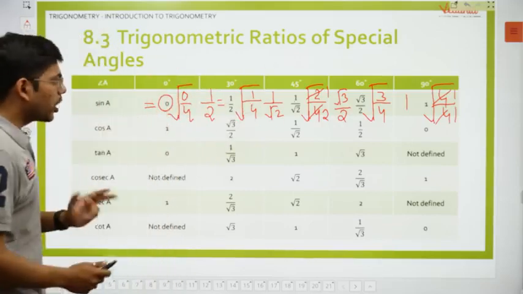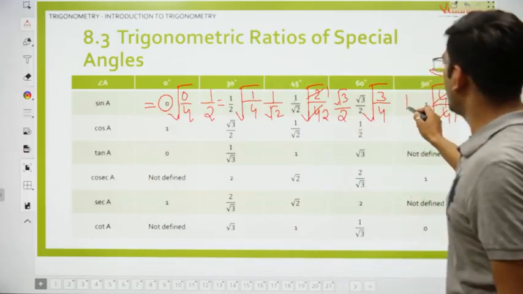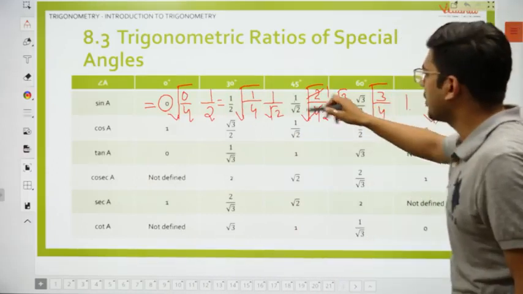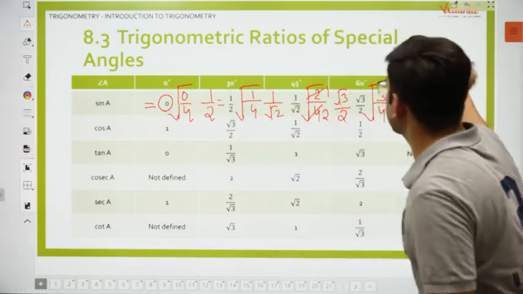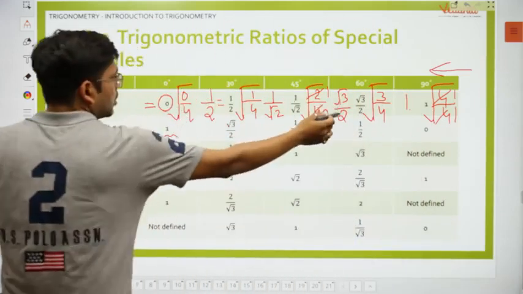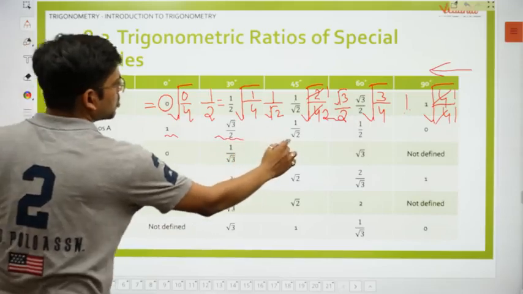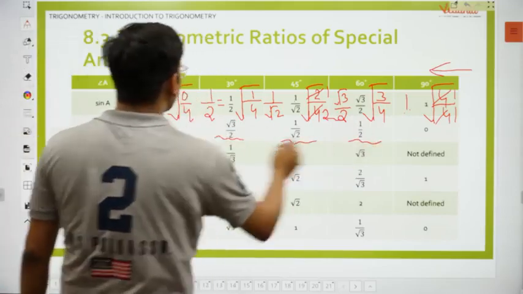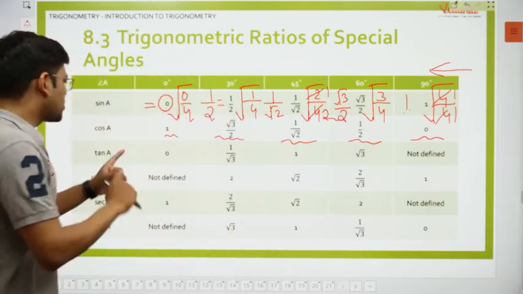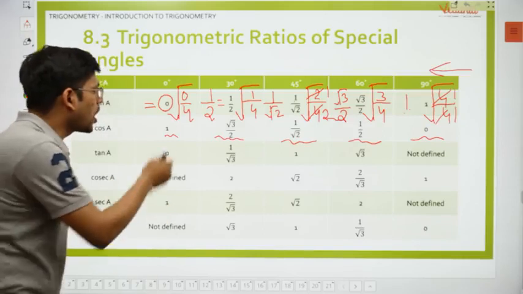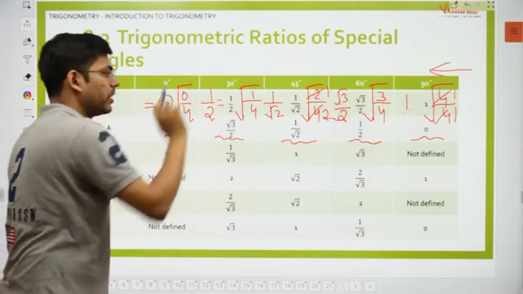I'll show you how. What you have to do, now this time you move from this side. You have got the values 1, root 3 by 2, 1 by root 2, 1 by 2 and 0. Write the values for cos from the back side of sine. 1, root 3 by 2, 1 by root 2, 1 by 2, 0. Isn't it easy, guys? You don't have to remember even sine. You got the method: 0, 1, 2, 3, 4 all divided by 4 and all taken under root.